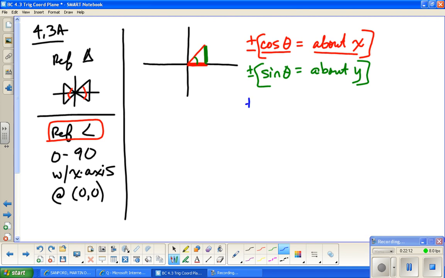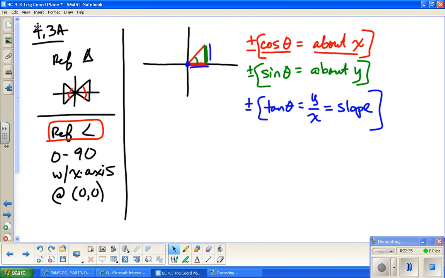Tangent, whether tangent's positive or negative, well, tangent's opposite over adjacent, it's going to be about y over x. And if we're going through 0, 0, y over x is really slope. So whether tangent's positive or negative is going to be about slope. Okay, so here's how I'm going to summarize all of that.